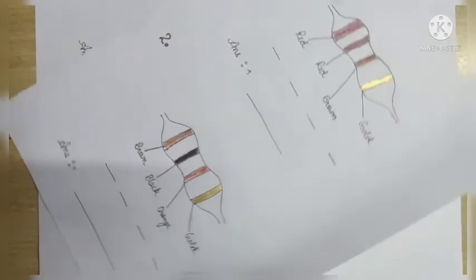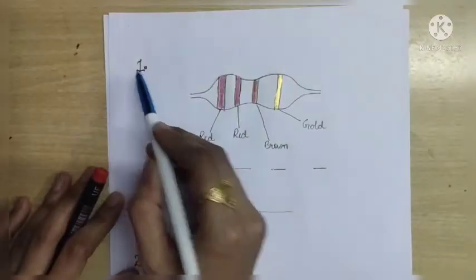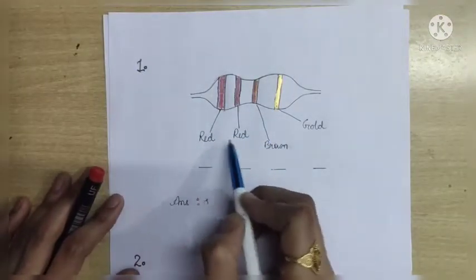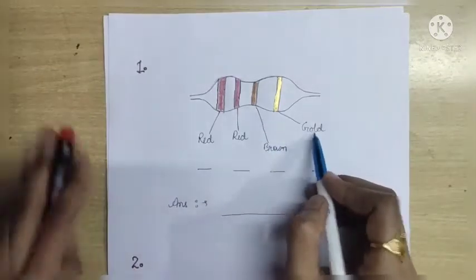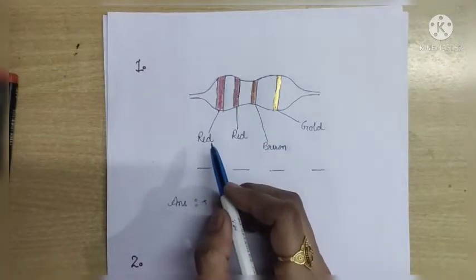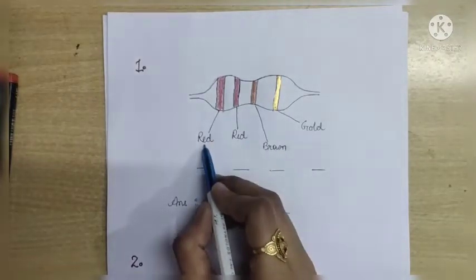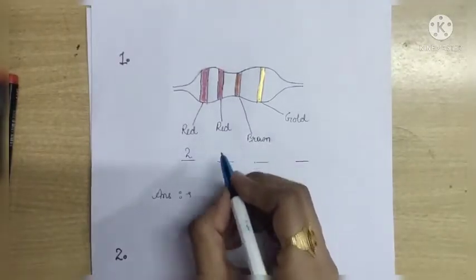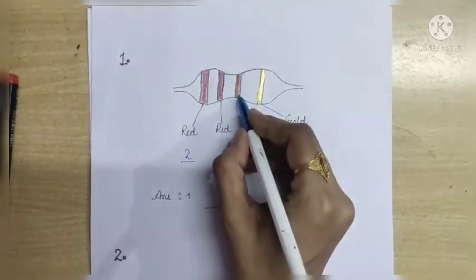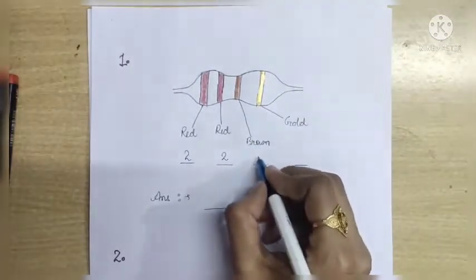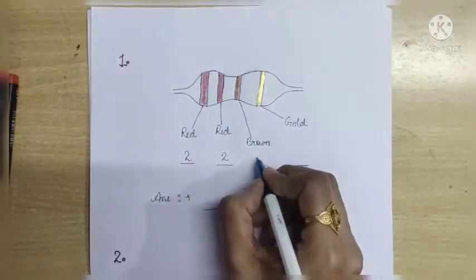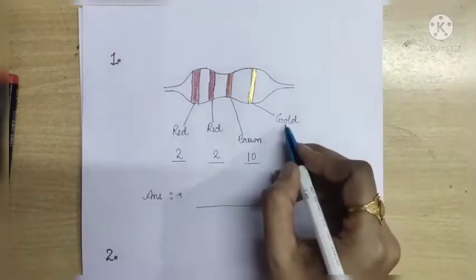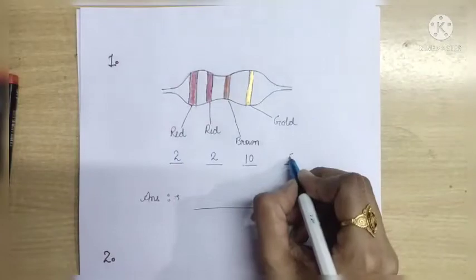Now we have some examples to clarify this. First example is: we have a resistor of 4 bands, red, red, brown and golden color. For red, the value is 2. Second band is also red and again the value is 2. For brown, the value is 10 raised to power 1, that is 10. And for golden, it is plus minus 5%.